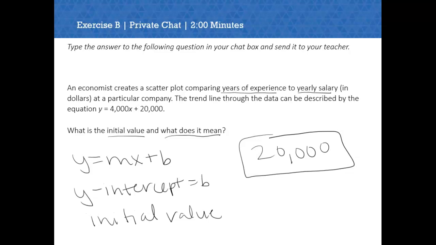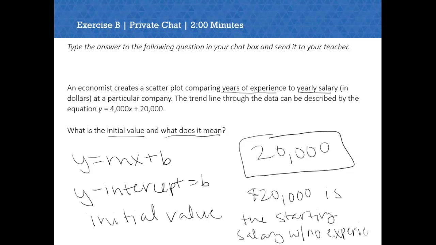What does it mean? So we need to talk about units here. So this means at 0 years experience, you make $20,000. So $20,000 is the starting salary with 0 years experience or with no experience. So it's important to understand that this is at time equals 0. What happens at the beginning with 0 experience.